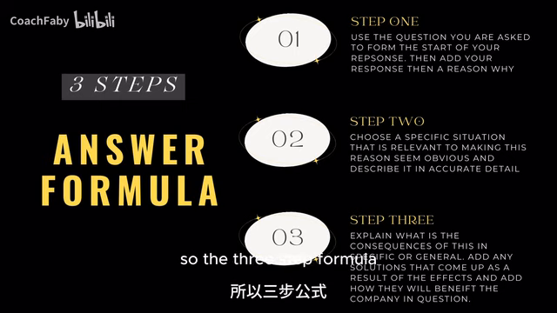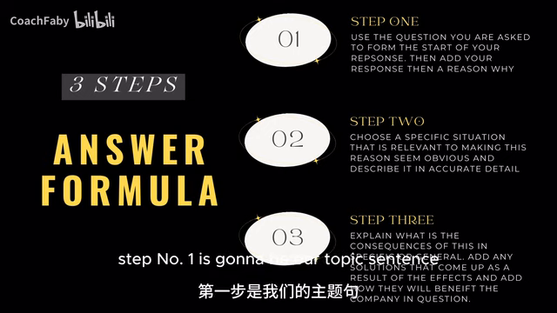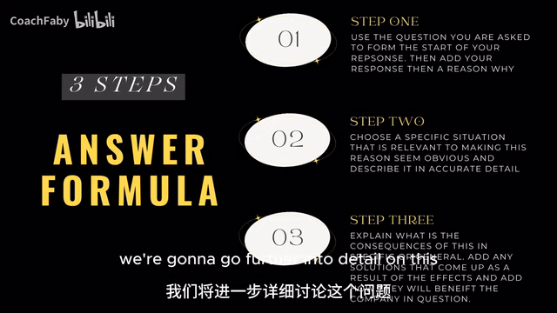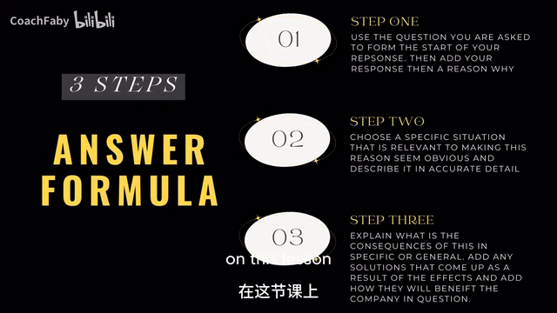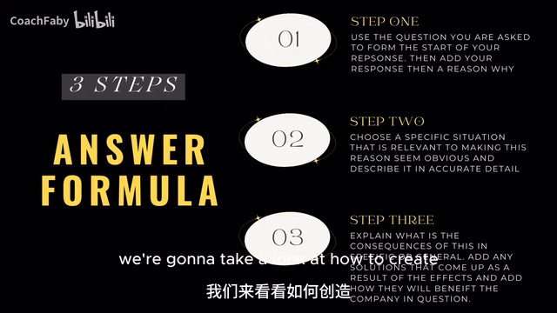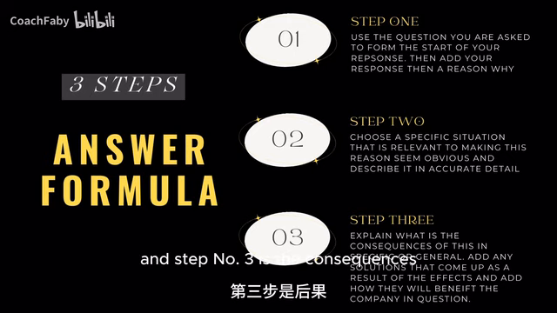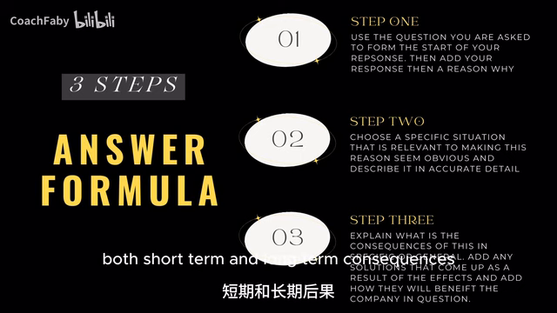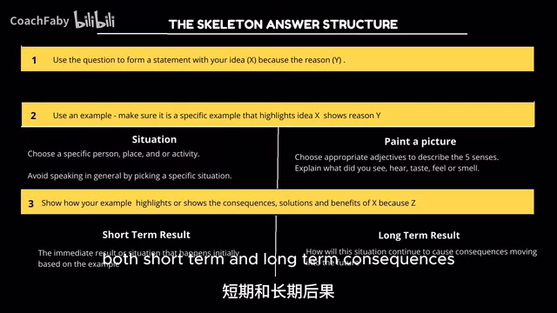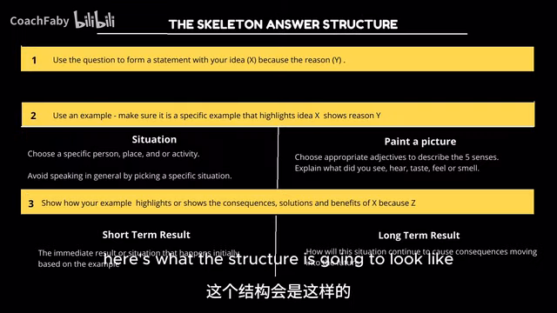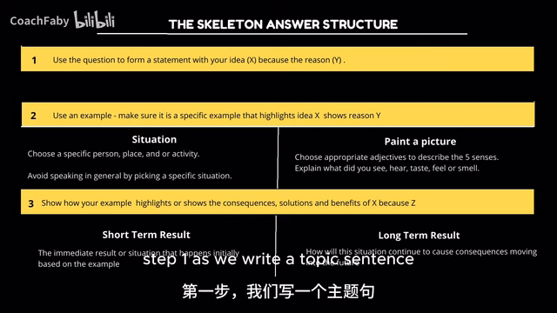So, the three-step formula. Step number 1 is going to be our topic sentence. We're going to go further into detail on this in this lesson, and then in lesson number 6 we're going to take a look at how to create accurate examples, which will be step number 2, and step number 3 is the consequences, both short-term and long-term consequences. Here's what the structure is going to look like. Step 1 is we write a topic sentence.